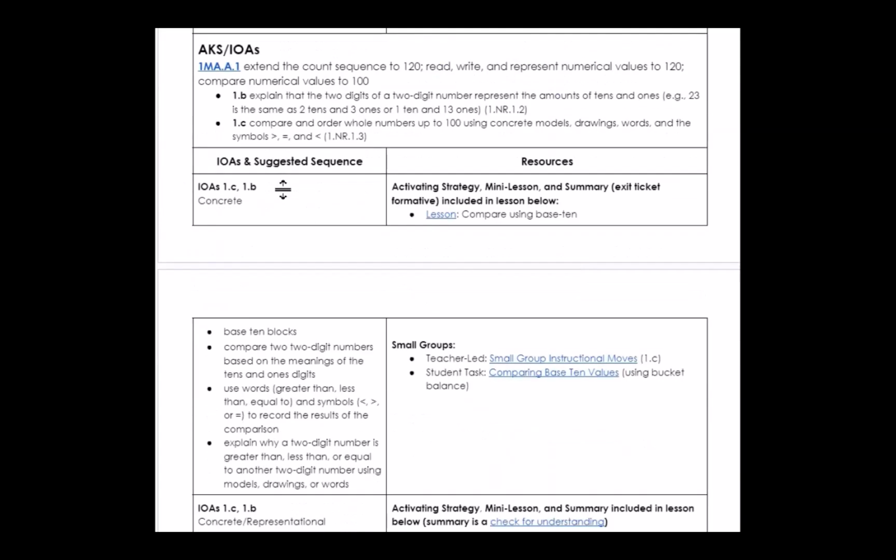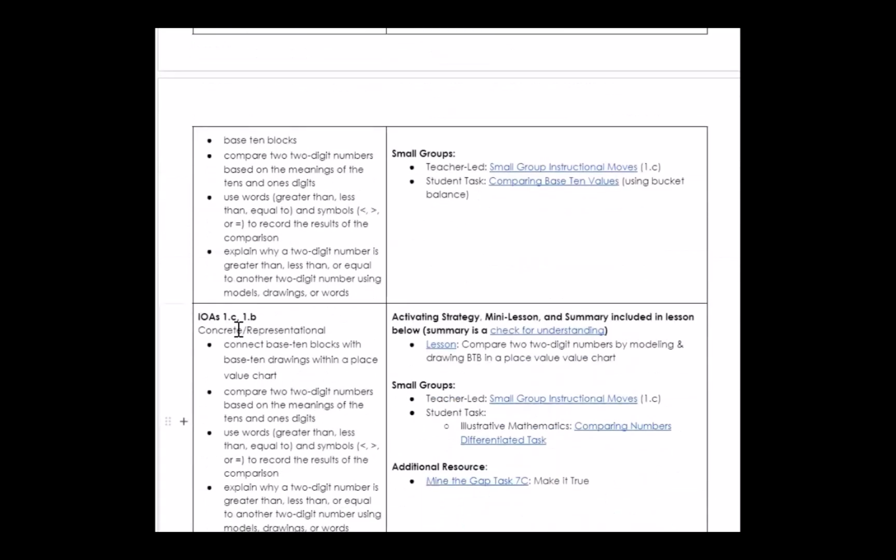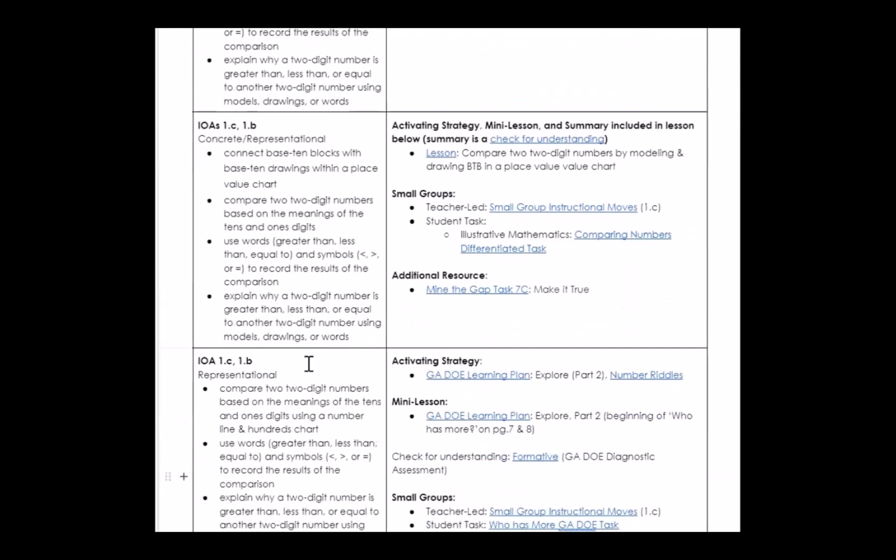On the pacing guide, you will notice that there is only 1 day of concrete instruction, and the following day we shift to concrete representational, and then the remaining days are only representational strategies. This decision was made because students have already spent a lot of time building two-digit numbers with concrete manipulatives and have already begun to draw them for representational within the work you did for IOA 1B. So we did not feel like we needed to spend as much time concretely in this section, but teachers, please continue to scaffold instruction with manipulatives for your students as needed.